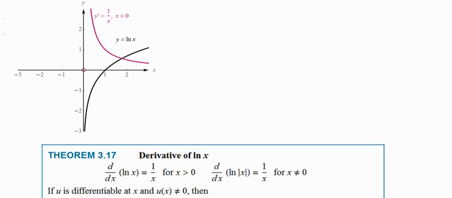So given here, this graph shows our function, the inverse of an exponential, so y equals ln of x, and the pink graph is its derivative. But how did they come to that derivative?